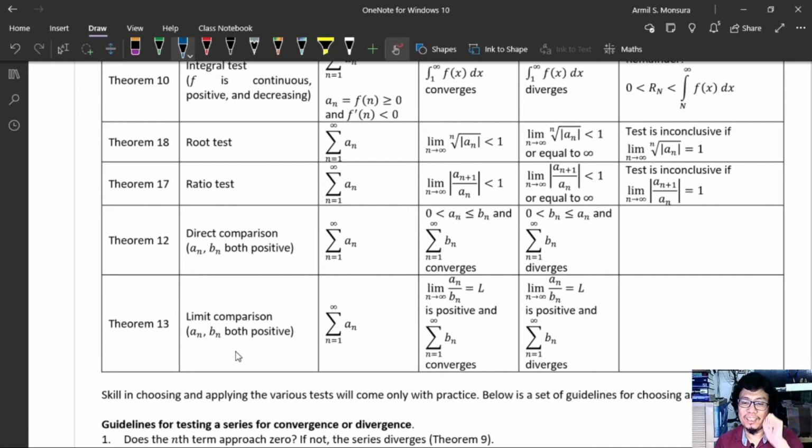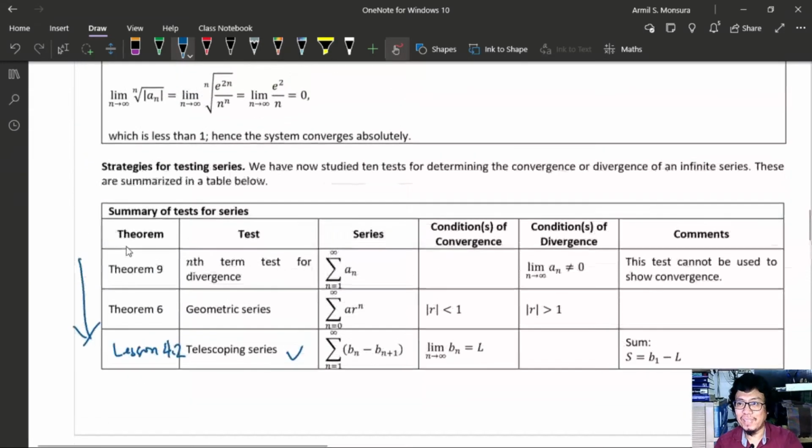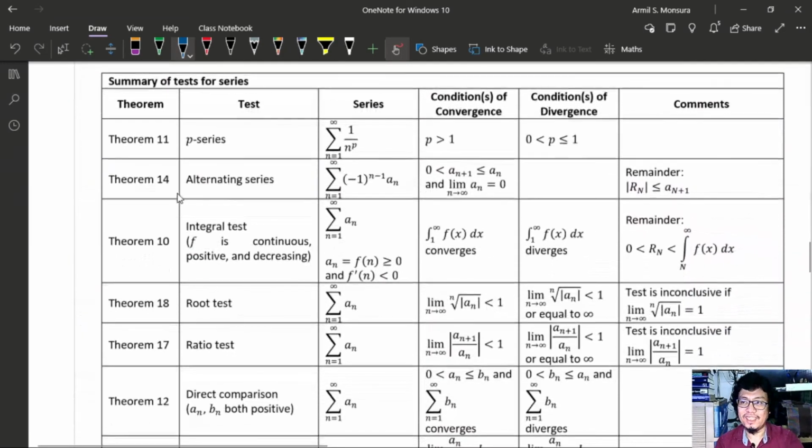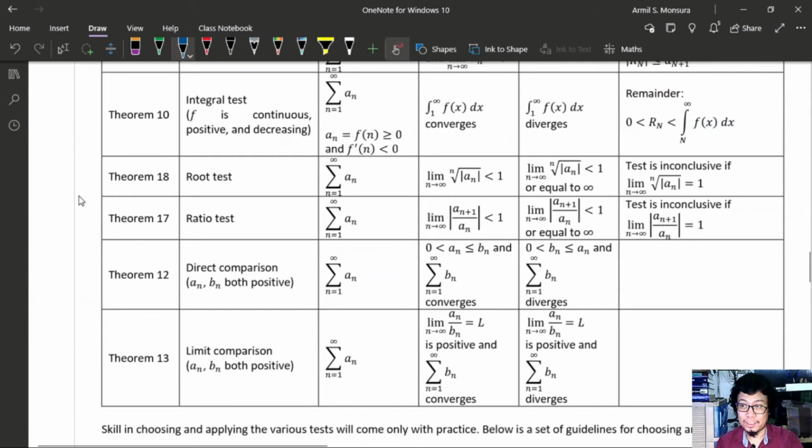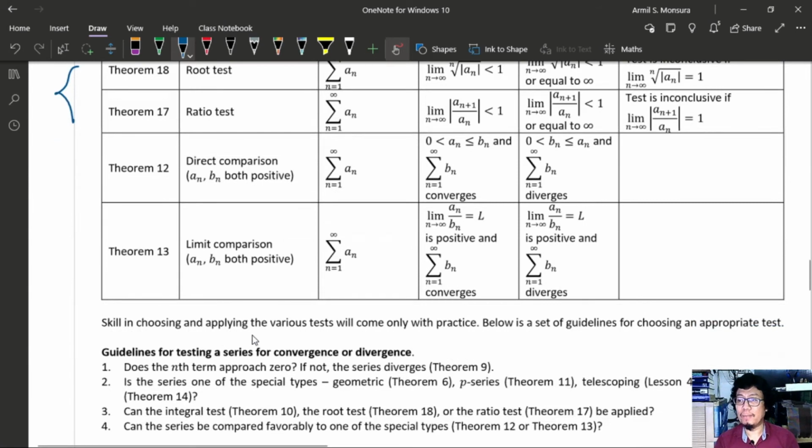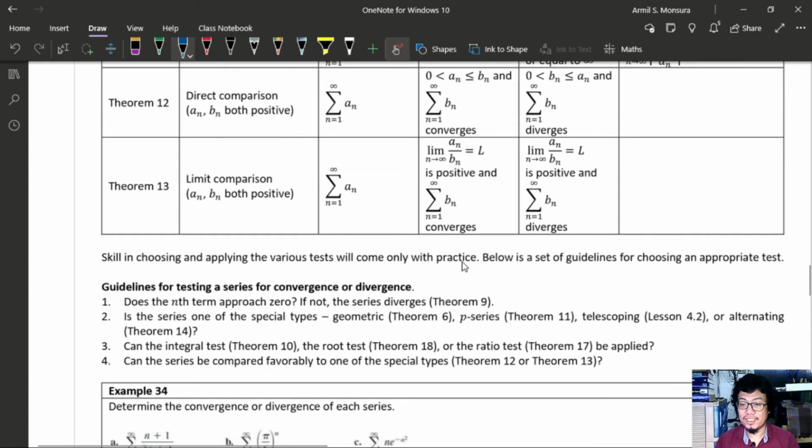It means that if everything else fails, from theorem 9 to theorem 6 to the p-series to the alternating series to the root and ratio tests, especially these two, then the last tests you would be able to employ are theorem 12 and theorem 13. So this is the list of priority. Skills in choosing and applying the various tests will come only with practice. This is a set of guidelines, just a suggestion.